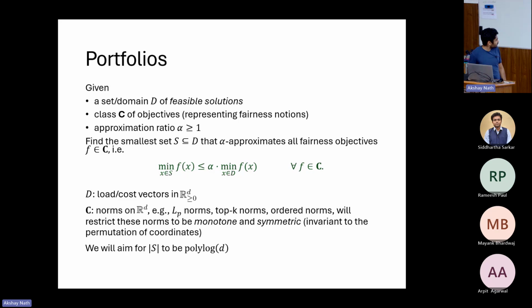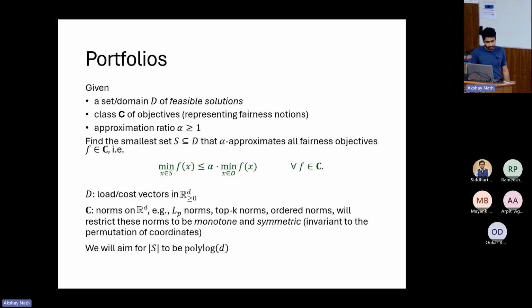So our setting will be that we'll think of the cost vectors as d-dimensional vectors. So think of d individuals, and you have some cost on all of them. So think of in clustering problems, you might have that different people have different distances to the nearest facility. Or in scheduling problems, you might have different loads on different machines and so on. And for our fairness objectives, the set C is going to be norms on R^d, right?